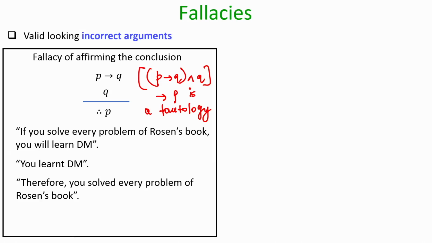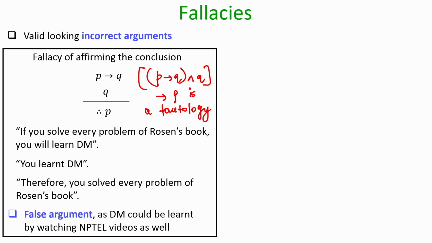Now, based on these two premises, I am trying to draw the conclusion that you have indeed solved all the problems of Rosen's book. Is this a valid argument? Is this valid reasoning? Well, this is invalid reasoning, because it might be possible that even without solving any of the problems of Rosen's book, you have learned discrete maths by some other mechanism. Say, for instance, by watching the NPTEL videos for this discrete maths course, without even touching any problem of Rosen's book.